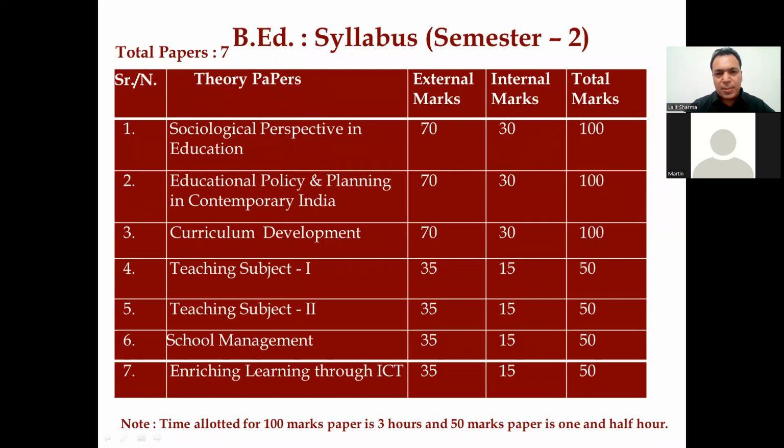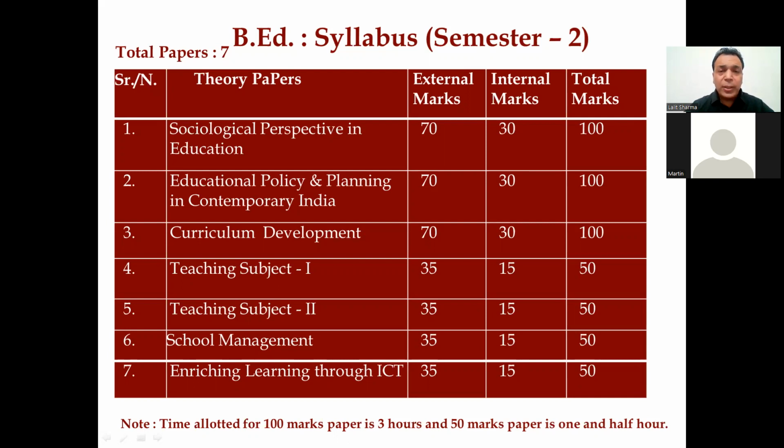So we discuss one after the other. Paper 1 is of 100 marks, right? And the 100 marks are divided into 2 parts: 70 marks and 30 marks. So for paper 1, Sociological Perspective in Education, you will have a theory paper of 70 marks. Okay, you have to attempt the paper. You have to do the theory paper of 70 marks, and 30 marks is for your internal assessment, right? Similarly, the second paper, Educational Policy and Planning in Contemporary India. Again, it is of 100 marks. 70 marks you have to appear for the theory, and 30 marks for the internal assessment, right? For the practical, right? And the third paper is Curriculum Development. Again, 100 marks, 70 of theory and 30 of internal assessment, right?